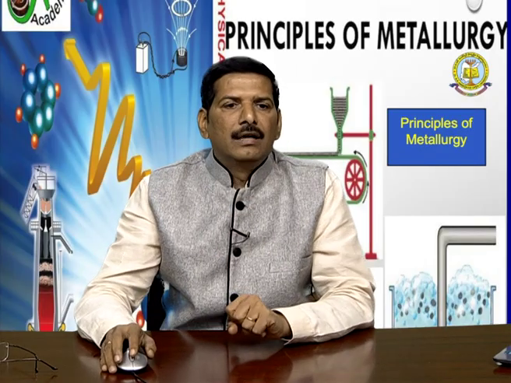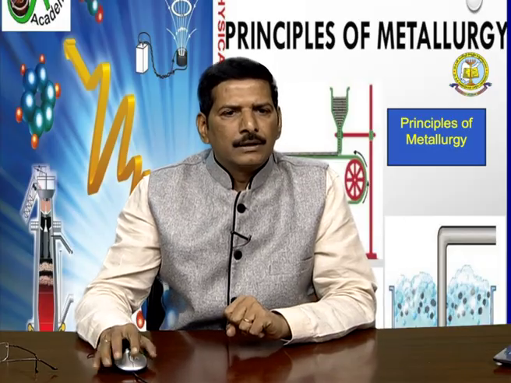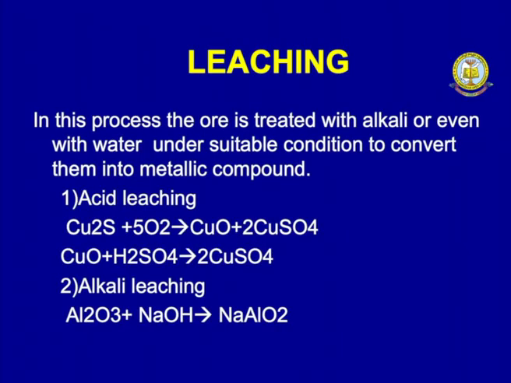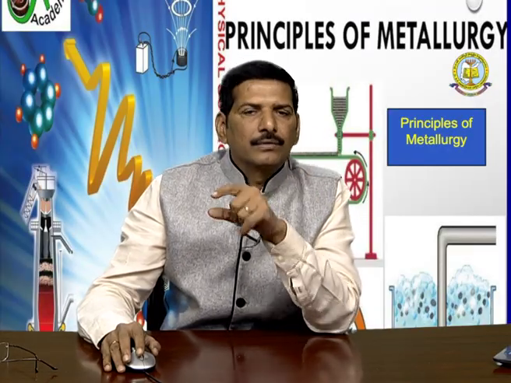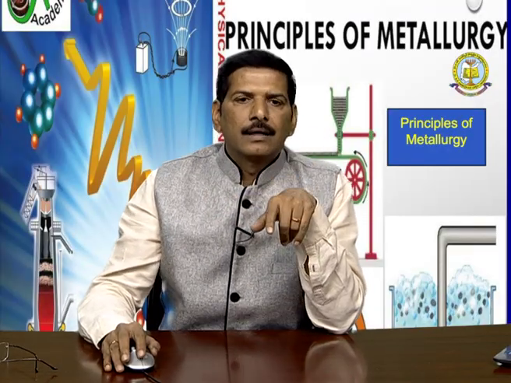And the another one is leaching. In this process, the ore is treated with alkali or even with water under suitable conditions to convert them into metallic compounds. The leachings are of two types, acid leaching and basic leaching. Here, sulfuric acid is an acid leaching, and in this reaction, sodium hydroxide is an alkali or basic leaching. By the use of leaching, the bulk ore is converted to oxides or salts.